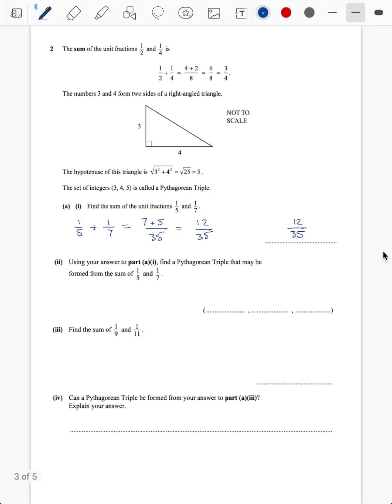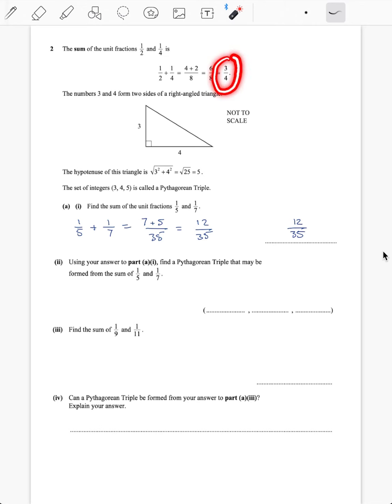Okay, using your answer in part 1, find the Pythagorean triple that may be formed from the sum of 1 over 5 and 1 over 7. So what we're going to try and do, again, there's quite a big leap here, but I think we're okay making this. The result here were the two numbers that formed the two sides of my triangle. So let's just try that same process again.